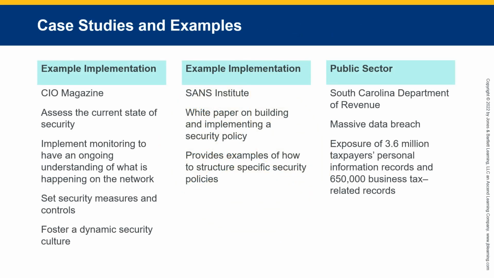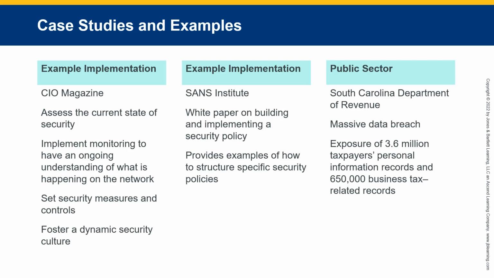Case studies and examples. Example of implementation. The Chief Information Officer magazine is a good source. Assess the current state of security. Implement monitoring to have an ongoing understanding of what is happening on the network. Set security measures and controls. Foster a dynamic security culture. Another example of implementation is the SANS Institute. Their white paper on building and implementing a security policy provides examples of how to structure specific security policies.